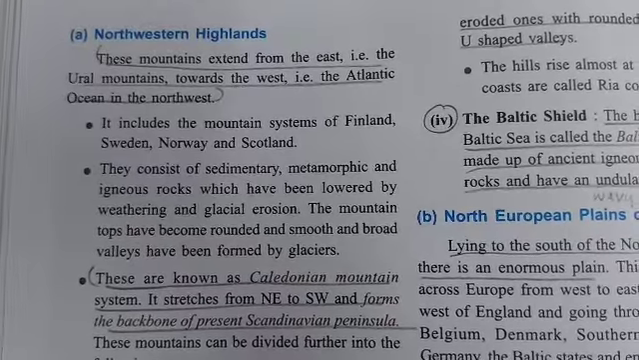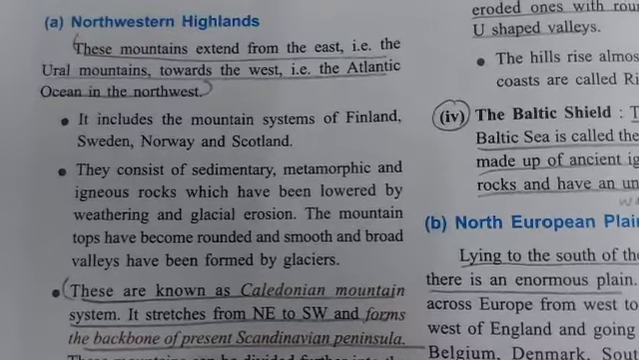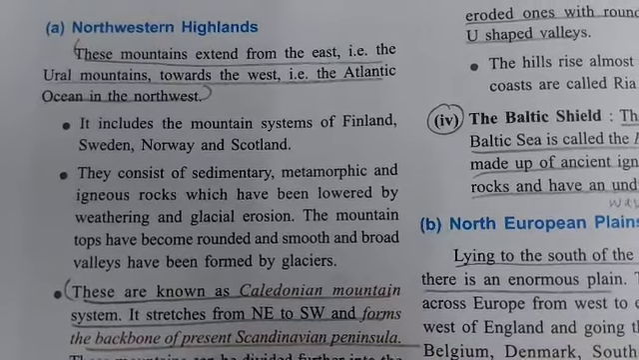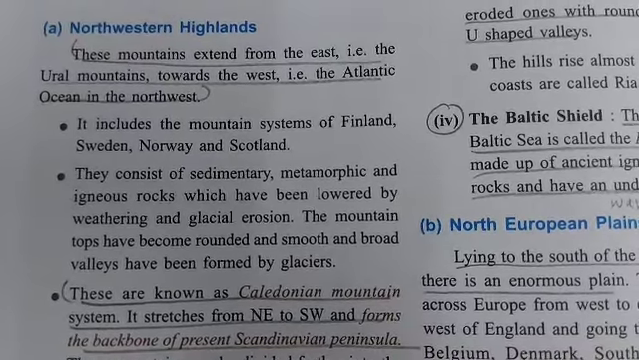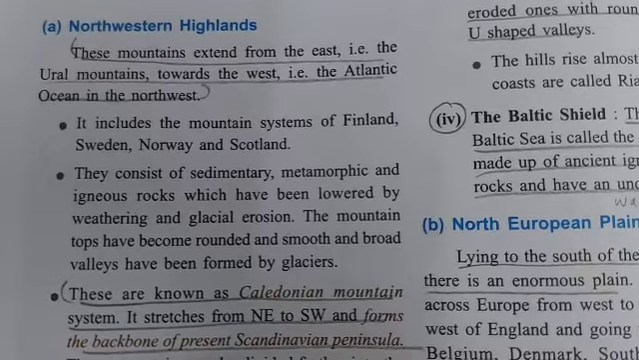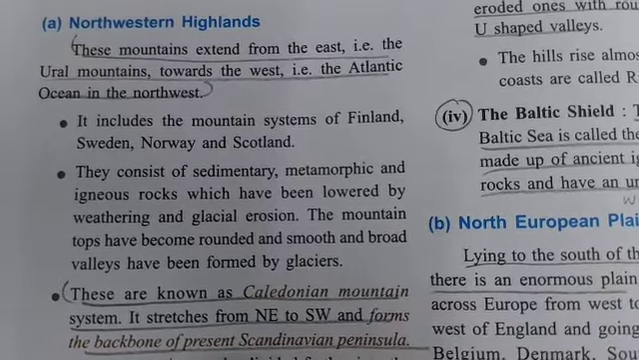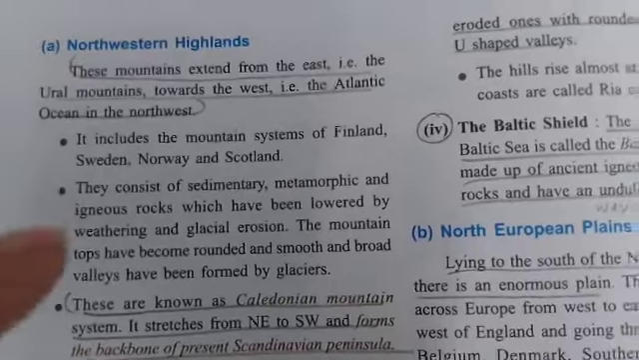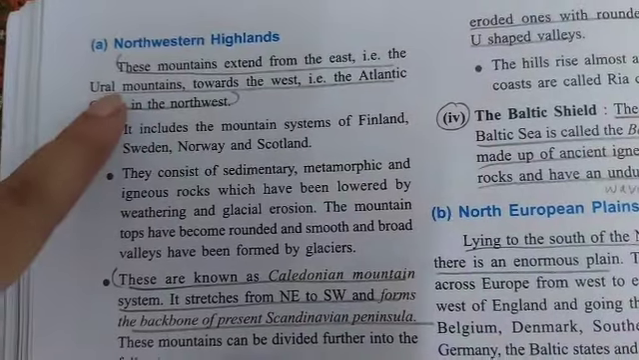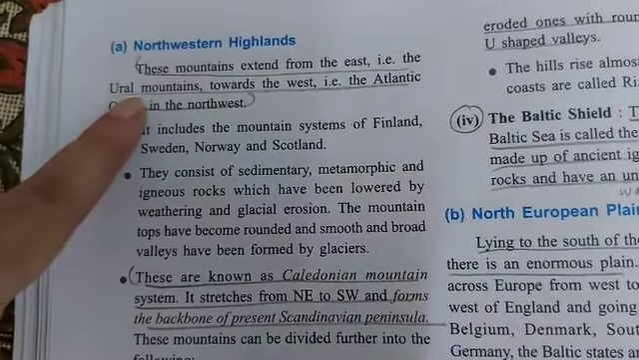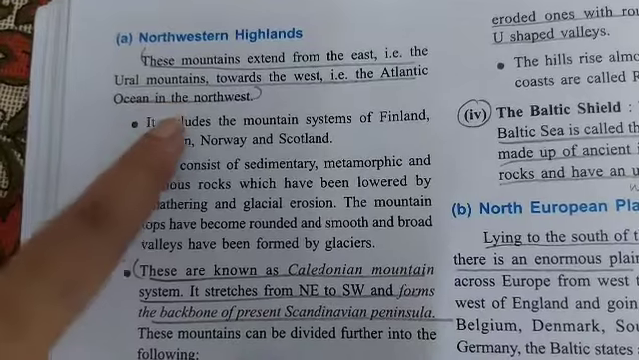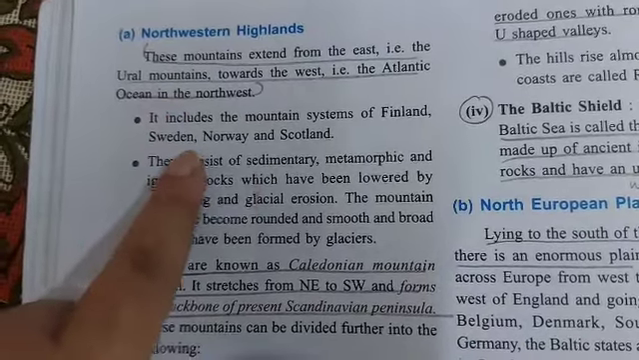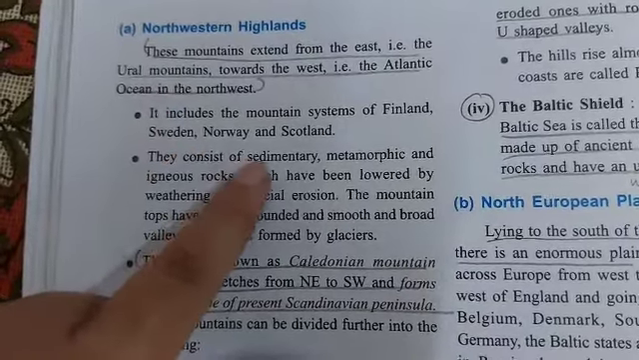Let's talk about the Northwestern Highlands. These mountains extend from the east, that is the Ural Mountains, towards the west, that is the Atlantic Ocean, in the northwest. Please underline this first statement. It includes the mountain systems of Finland, Sweden, Norway and Scotland.